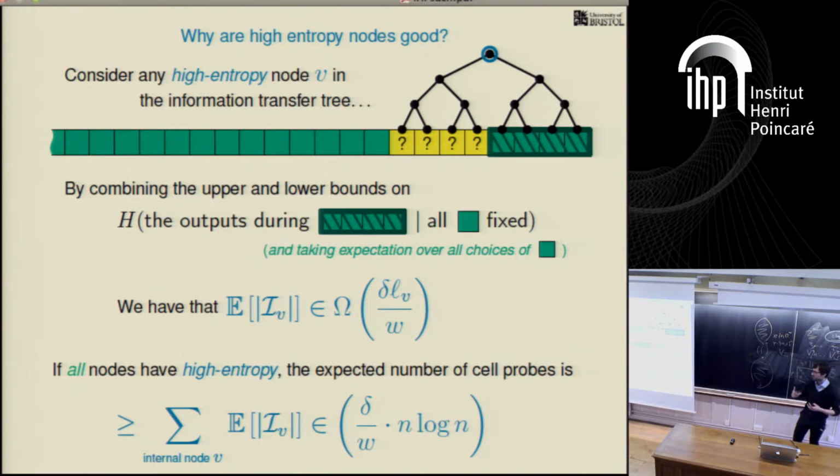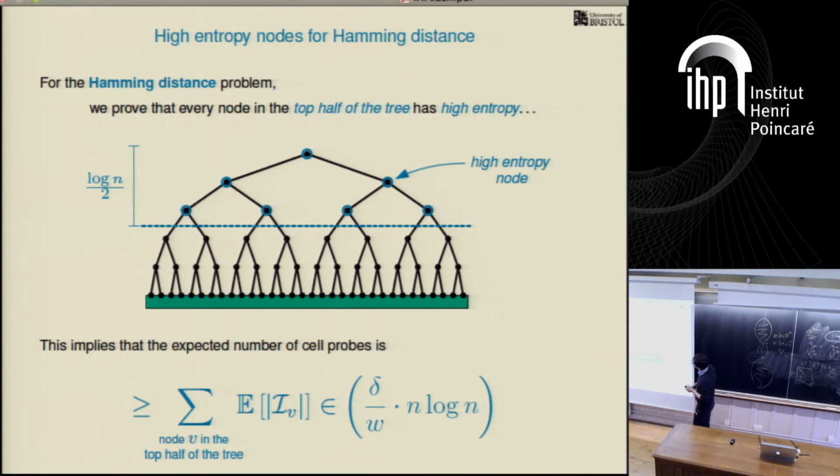So the focus of the rest of the talk is to prove that for the Hamming distance problem, for dull technical reasons, only in the top half of the tree, the nodes are going to have high entropy. The reason it's just the top half of the tree essentially comes down to rounding errors. In the lower half of the tree, there's not going to be enough space in the intervals to actually encode everything we need, all the setup we need to prove the argument.